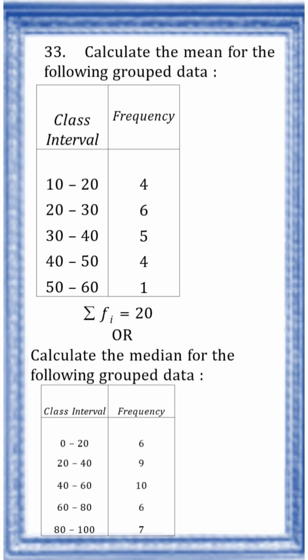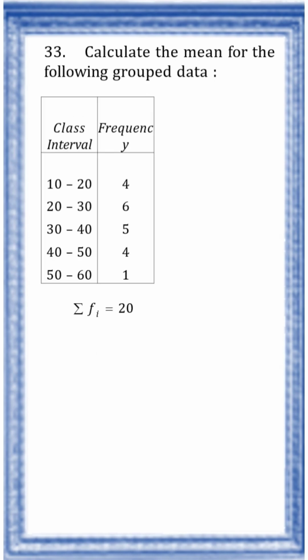Now let us solve the 33rd question. There are two internal choice questions. They are taken from the chapter statistics. Now let us solve this one. Calculate the mean for the following grouped data.